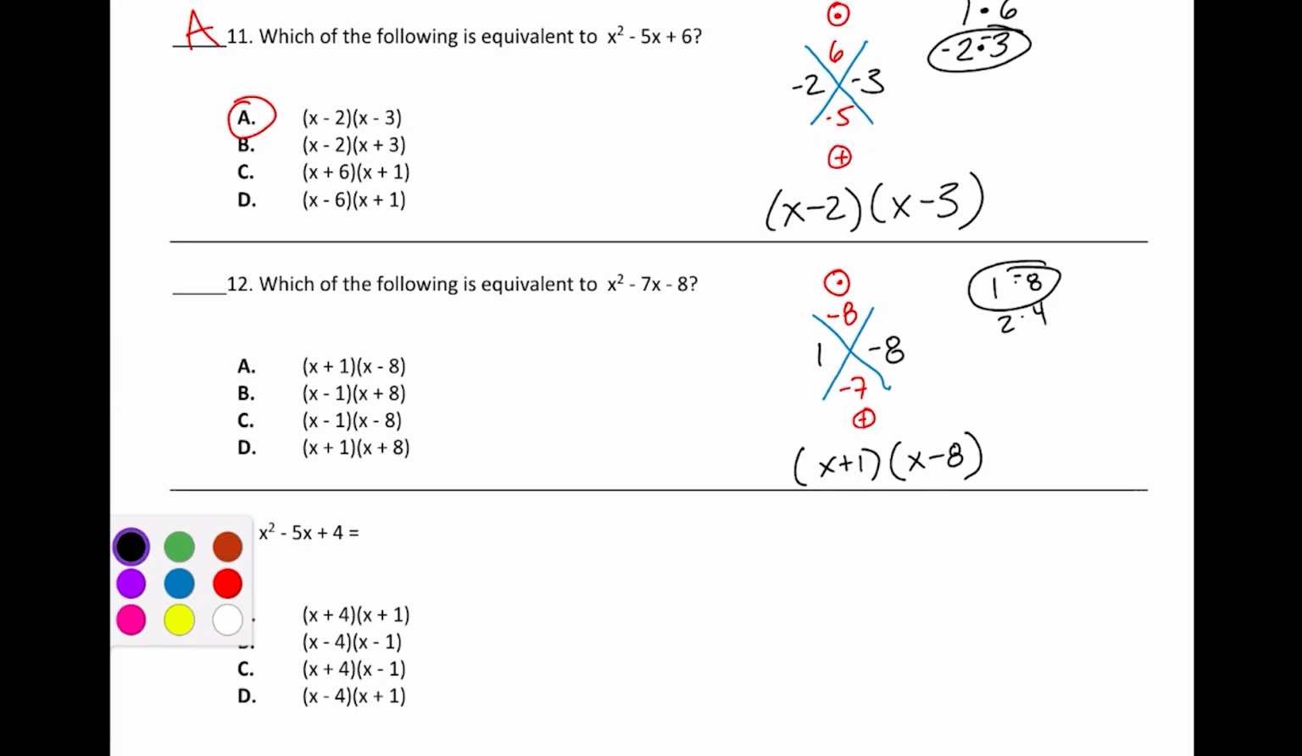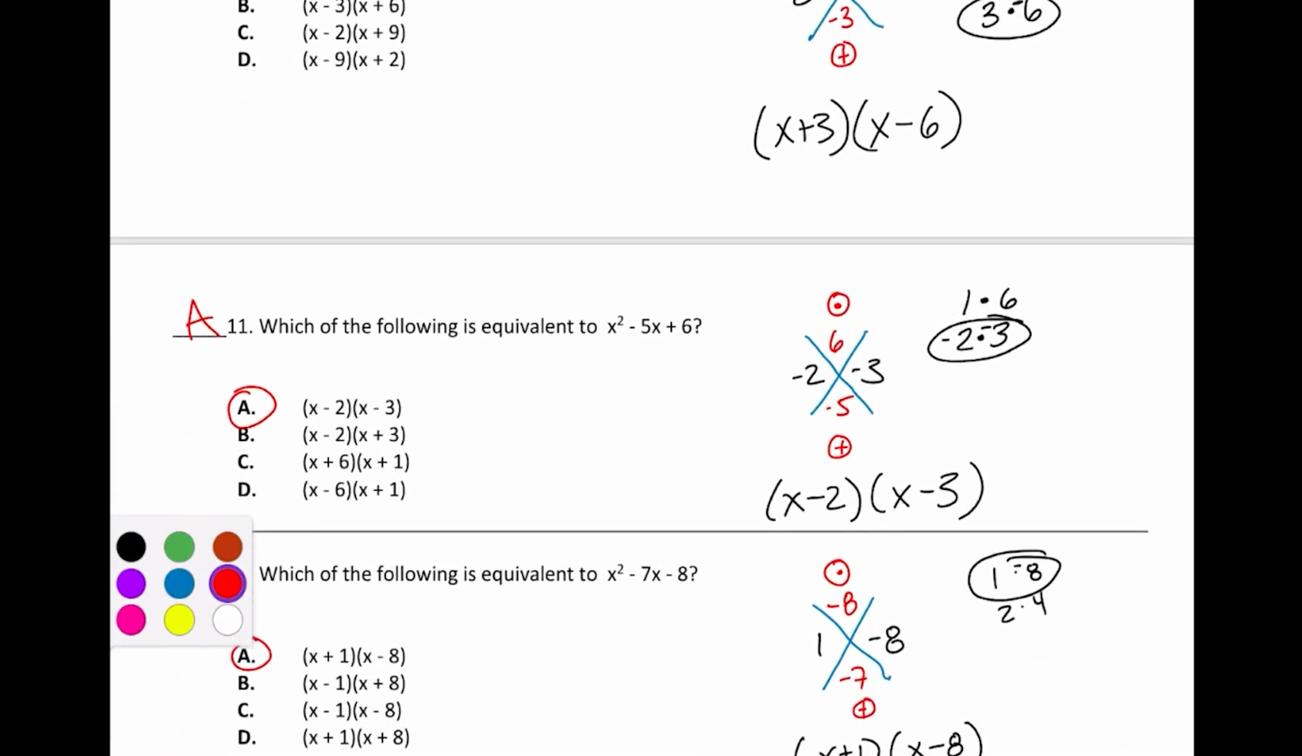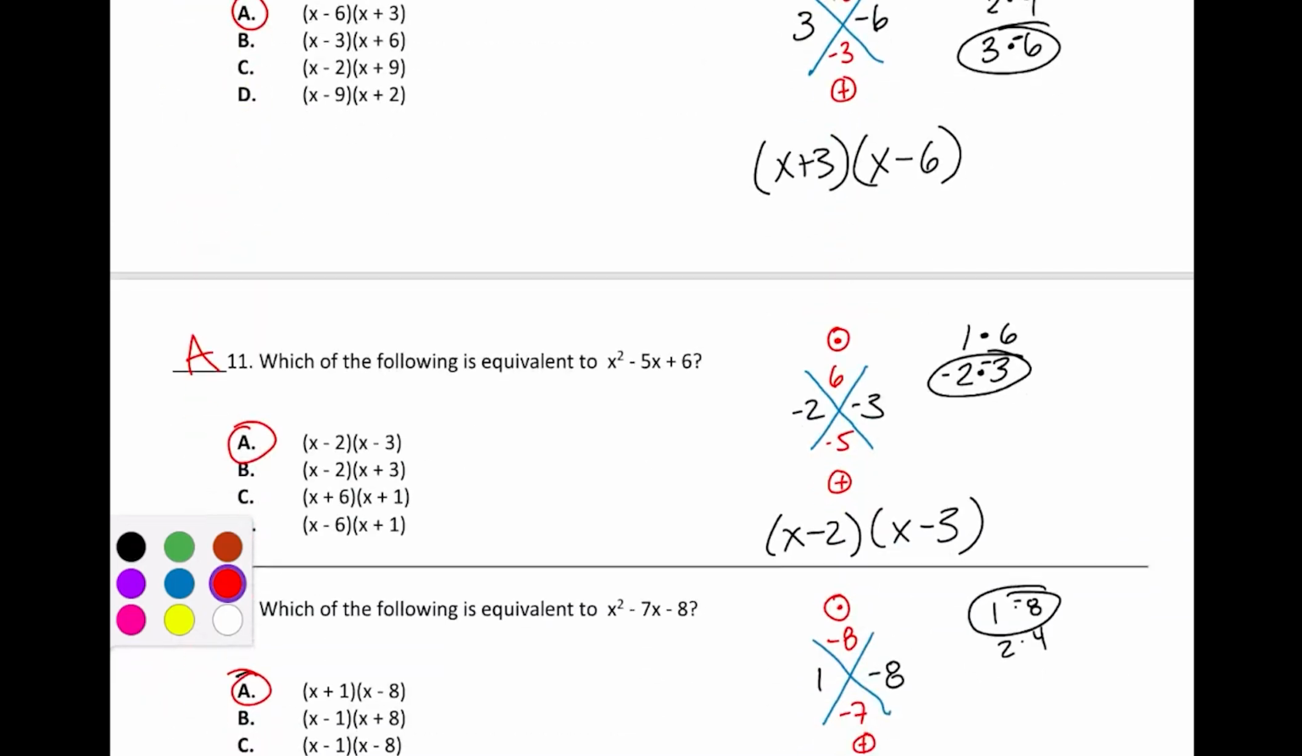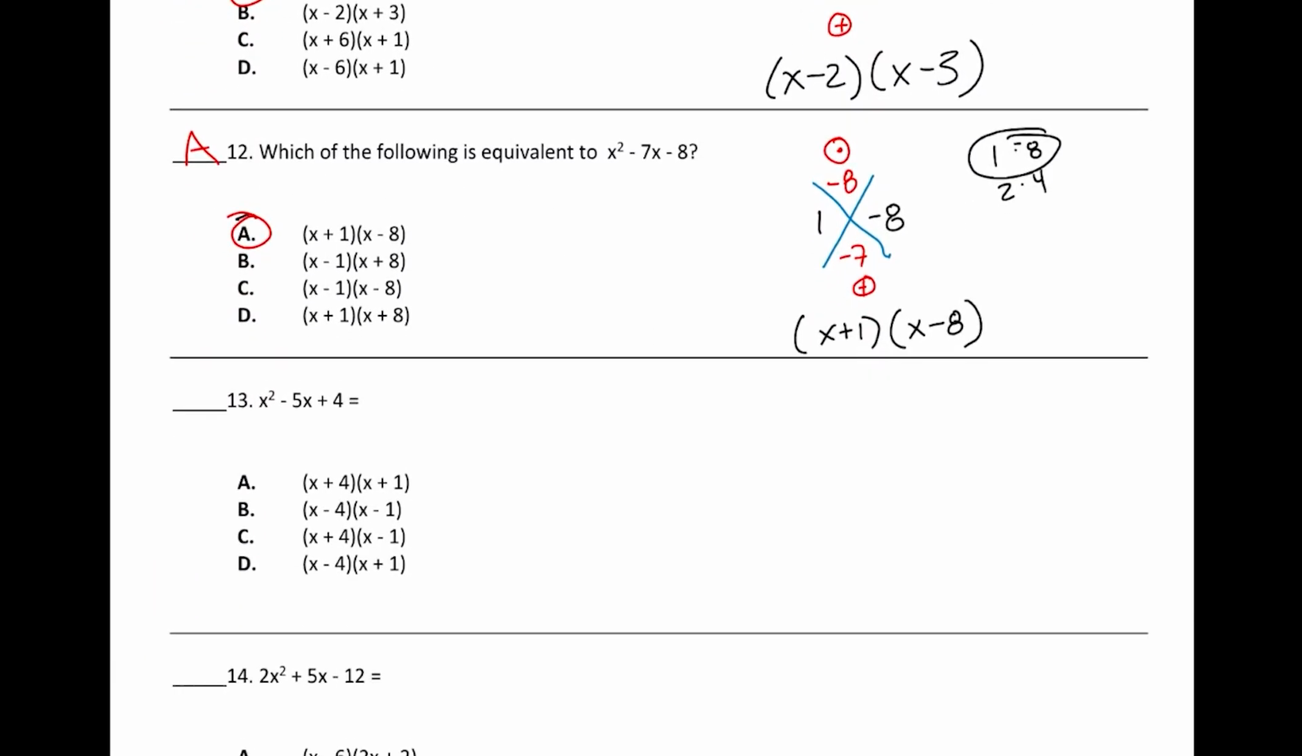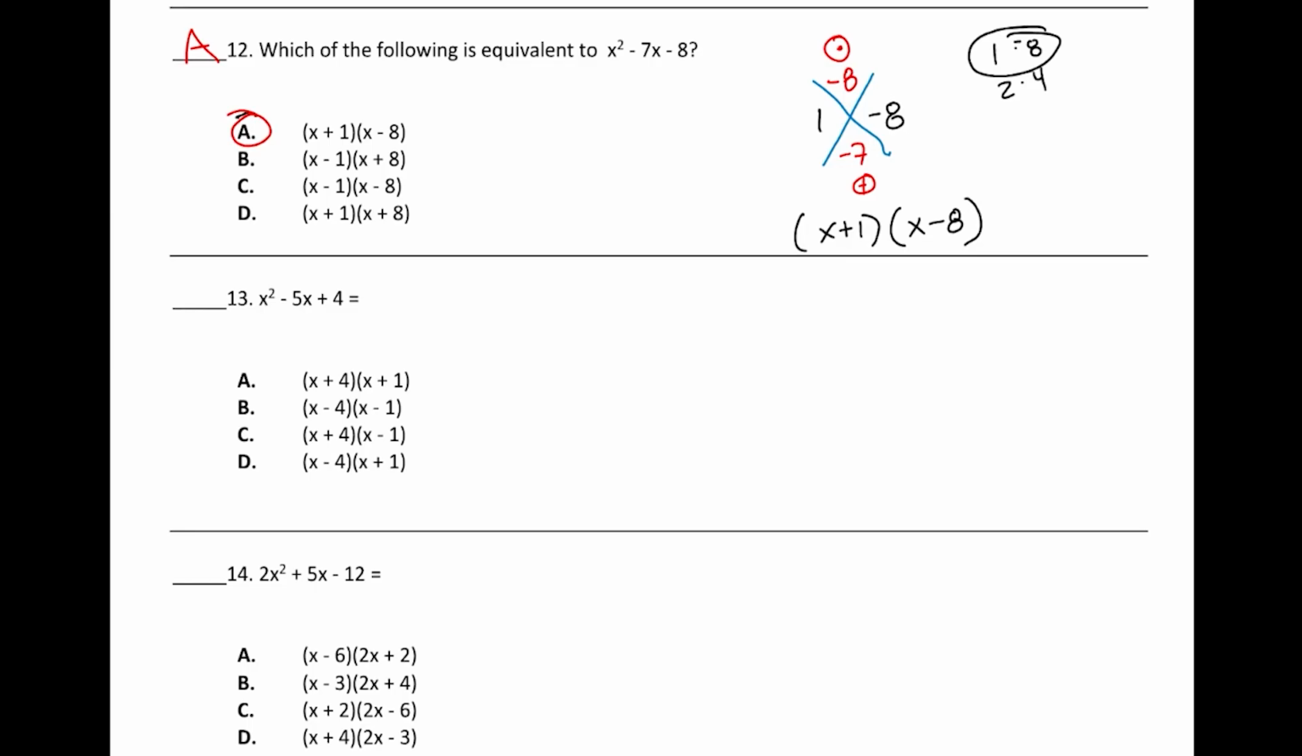Which one is that? Let's see here. That's going to be choice A again. Wait a minute. Are these all choice A? No? Okay, I just got a string of A's in a row. No problem there. That can happen.